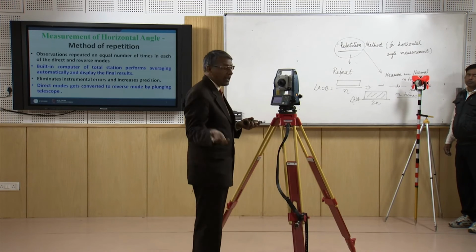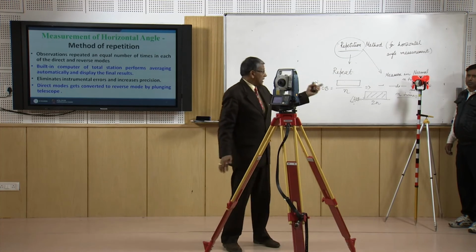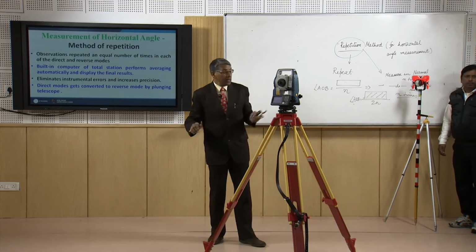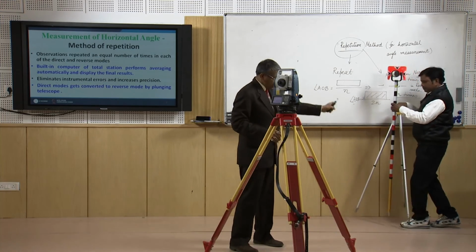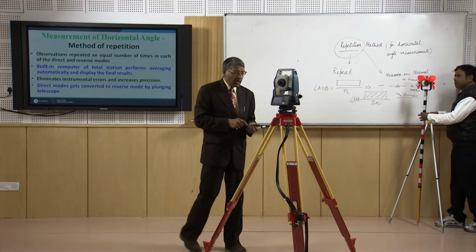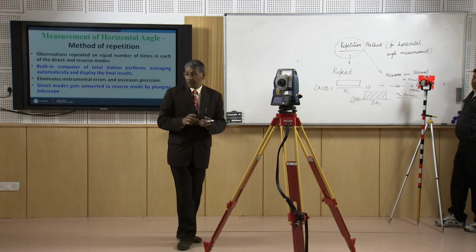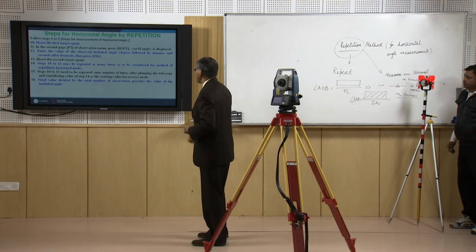Actually, in the field we need to have more numbers of targets so that we can make use of the same target. We need not shift the targets. In that way we can measure by the method of repetition. So that is what is written in these steps.